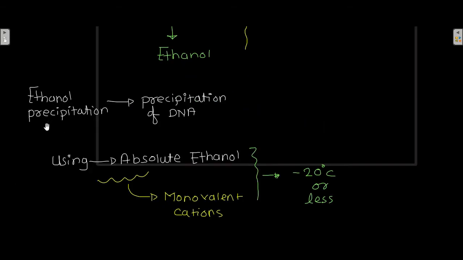Now, ethanol precipitation involves the precipitation of DNA using absolute ethanol with monovalent cations. You subject the aqueous solution of DNA to absolute ethanol and monovalent cations, and you keep it at a temperature of -20 degrees Celsius or less. By doing this you isolate your DNA from the aqueous solution that you got after phenol extraction, and this whole technique is known as ethanol precipitation.